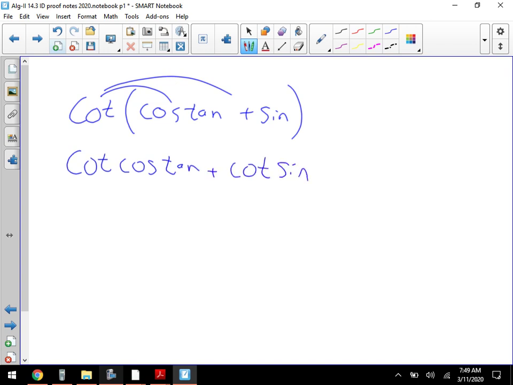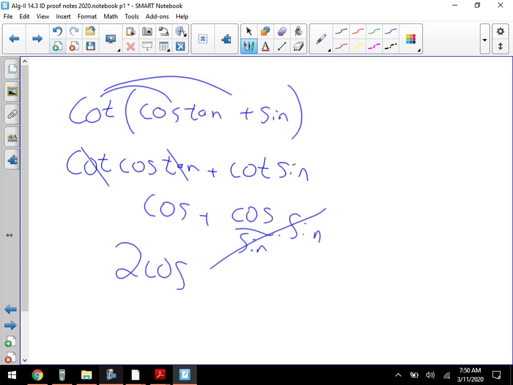Number 41, distribute. When you multiply reciprocals, what do you always get? 1. So the cotangent and tangent go away. So I have cosine plus cosine over sine times sine. Number 42, just get a common denominator, because you'll get sine plus cosine squared over sine, which gets you sine squared plus cosine squared over sine cosine, which just gives you secant cosecant.